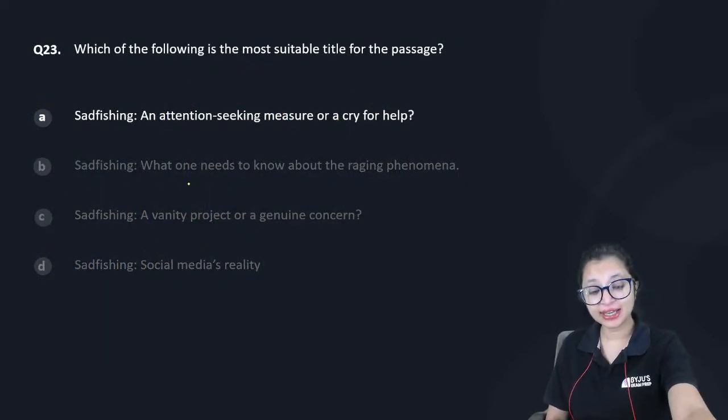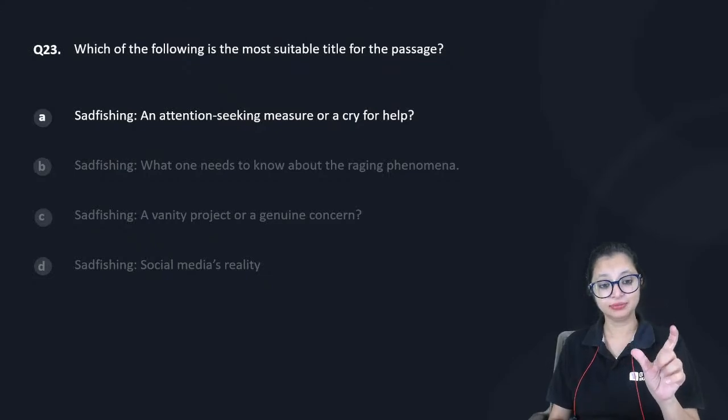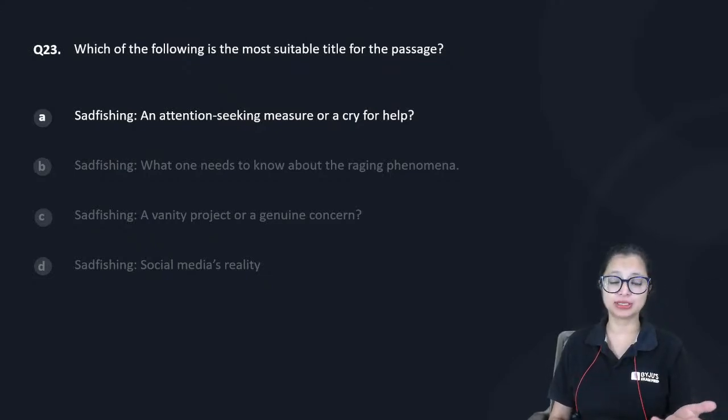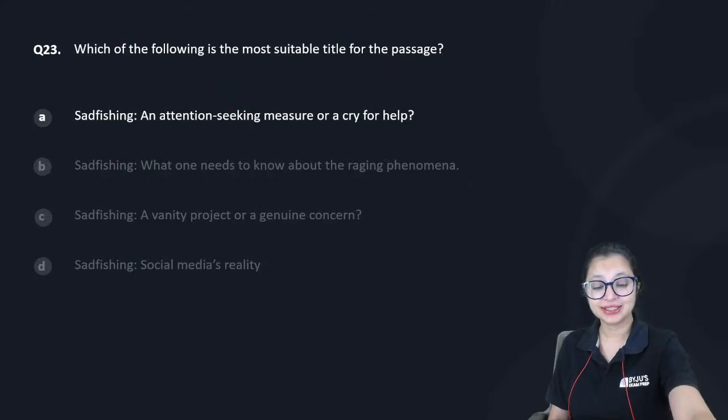Now do you understand how to find the title? Title is pretty synonymous to the main theme. If you know the main theme, you'll know the title, you'll know the tone. You'll get both answers. I'll repeat, remember, the first paragraph and the last paragraph, they're supremely important. Let's see the next question.